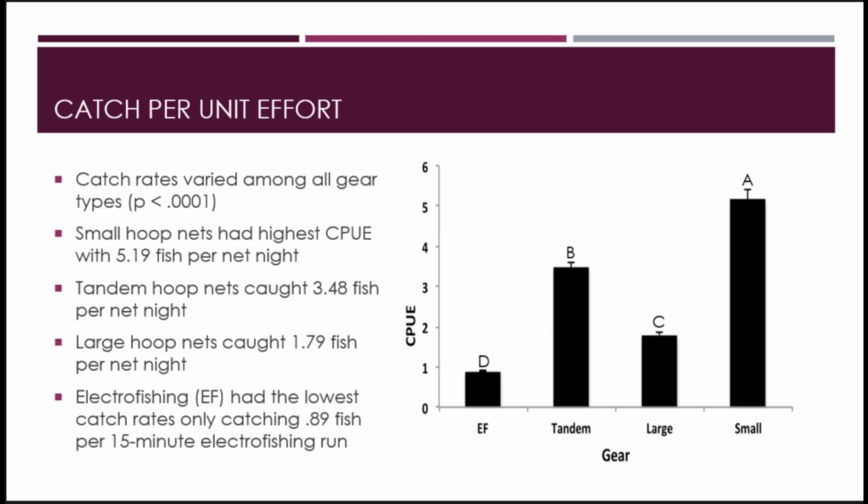All right, so let's kind of dive into this. So when we looked at the ANOVA, they suggested catch rates were different amongst all the gear types. We see that small hoop nets had the highest catch rates, and then the tandem had about 3.48 fish per night. Large hoop nets caught about 1.79 fish per night. And of course, electrofishing had the lowest. So here we see the groupings here.